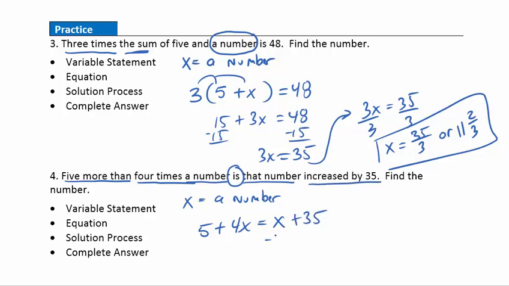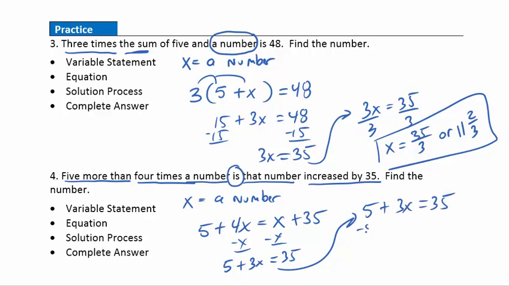Now I would subtract x from both sides to get the variables to one side. So let's see, 5 plus 3x equals 35. Come over here to finish. So then minus 5. x equals 30. Divide by 3. x is equal to 10.